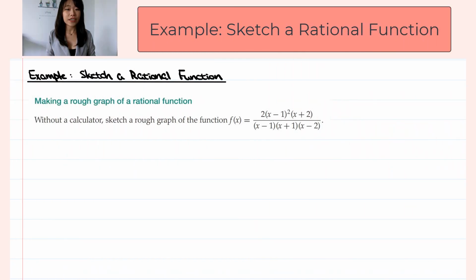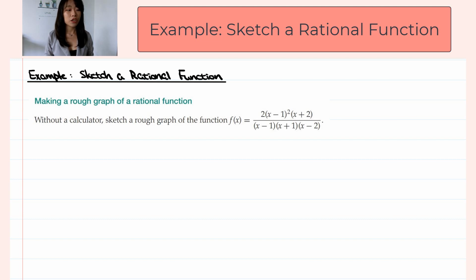In this lecture, let's look at this example. We want to sketch a rational function f of x. By just looking at this rational function, let's make a few notes. We notice that in the numerator, we have a repeated linear factor and a linear factor. So the numerator is a polynomial of degree 3. In the denominator, we have 3 different linear factors. So the denominator is also a polynomial of degree 3.